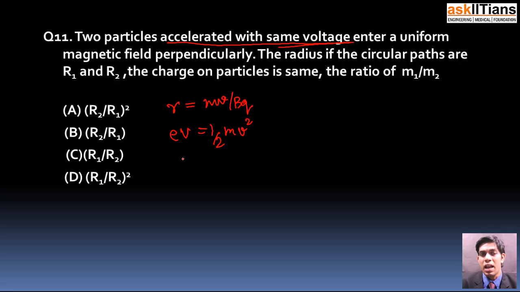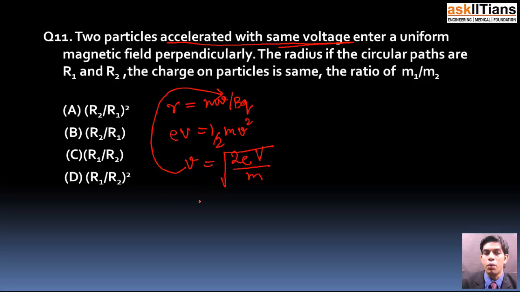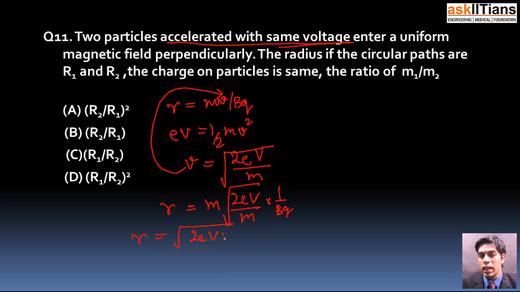So with this, we can find out the speed. Speed is equal to root over 2e times the voltage divided by m. This is the speed with which the particle is entering into the magnetic field. Substituting the value of the speed, we get r equals m root over 2eV by m, multiplied by 1 by bq, which in turn is equal to root over 2eV m divided by bq.